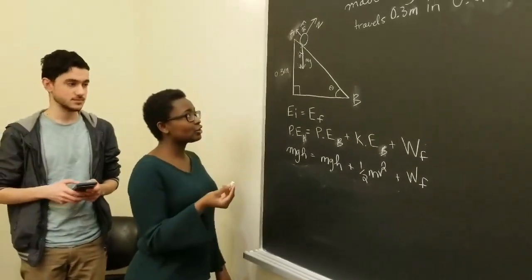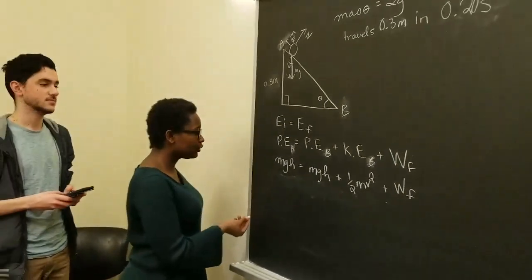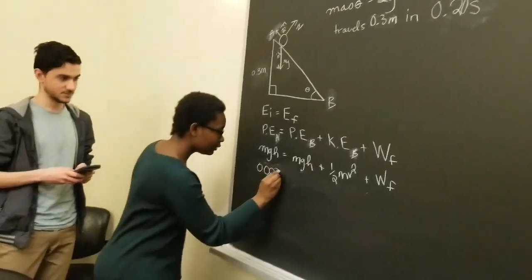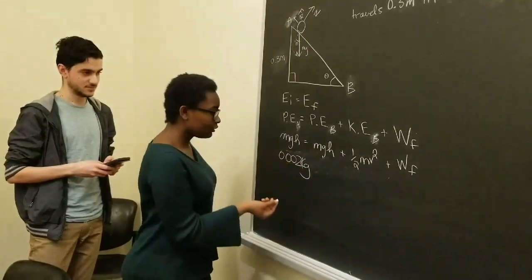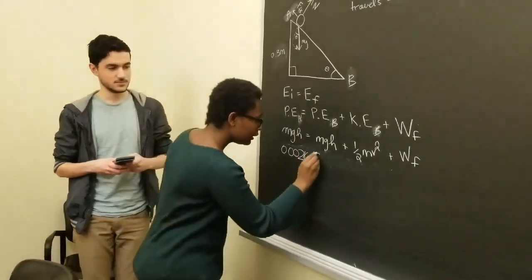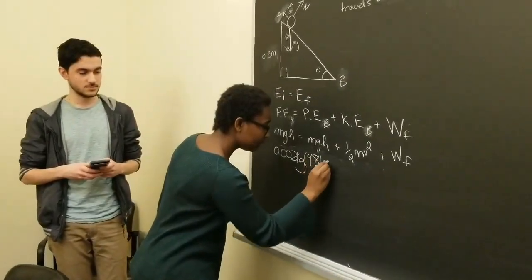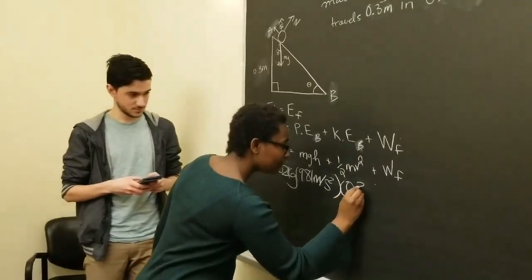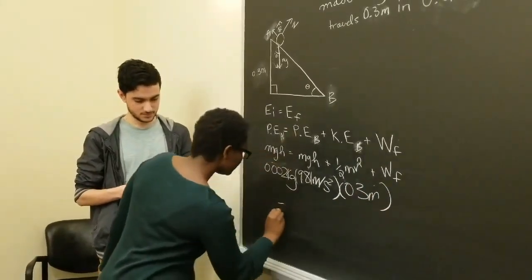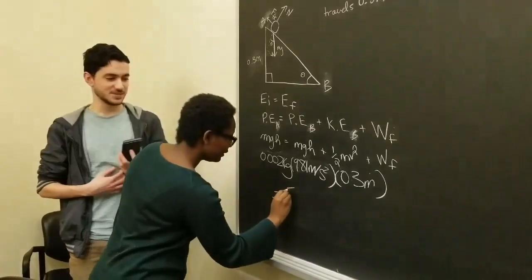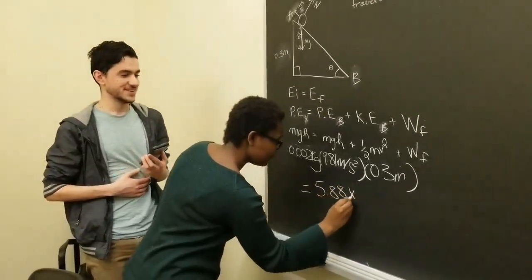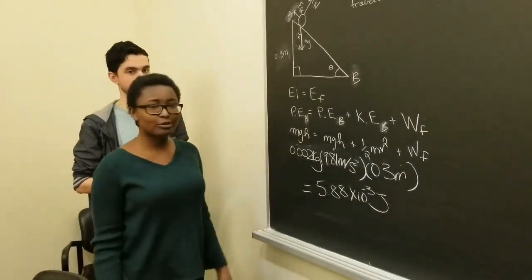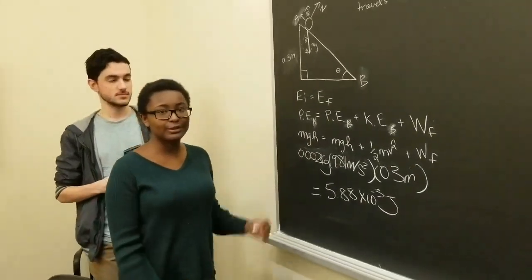So we'll be calculating the initial gravitational potential energy. So we have our mass, 2 grams, which is 0.002 kilograms. The acceleration of gravity, 9.81 meters per second squared. And we have our height, 0.3 meters, and this equals 5.88 times 10 to the minus 3 joules, and that's our gravitational potential energy initially.